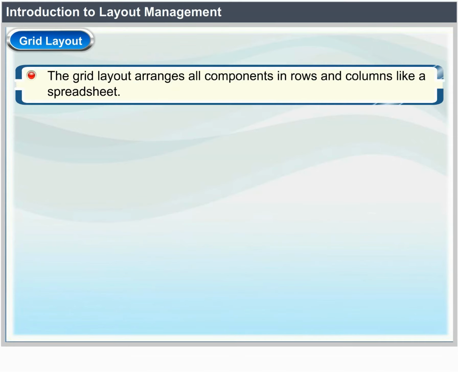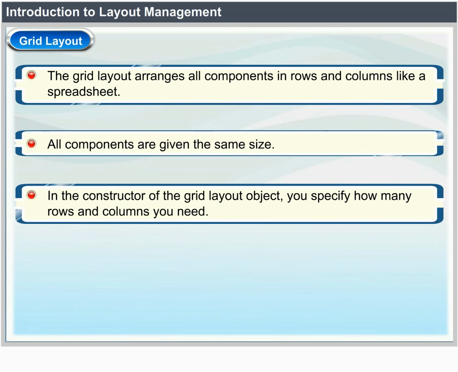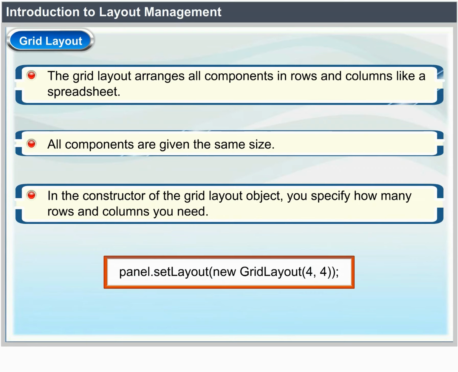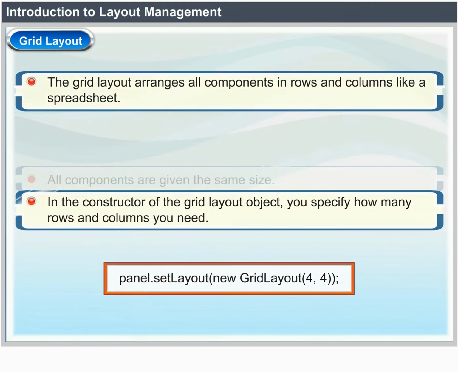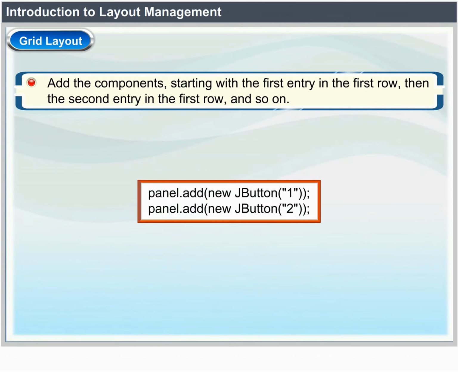Grid layout. The grid layout arranges all components in rows and columns like a spreadsheet. All components are given the same size. In the constructor of the GridLayout object, you specify how many rows and columns you need: panel.setLayout(new GridLayout(4, 4)). Add the components, starting with the first entry in the first row, then the second entry in the first row, and so on. panel.add(new JButton("1")); panel.add(new JButton("2")).